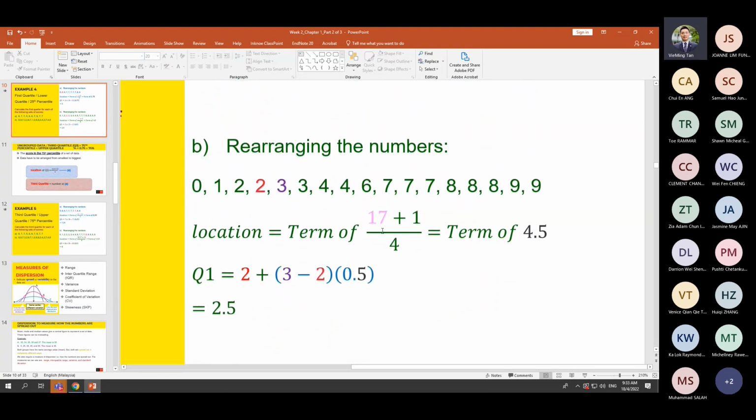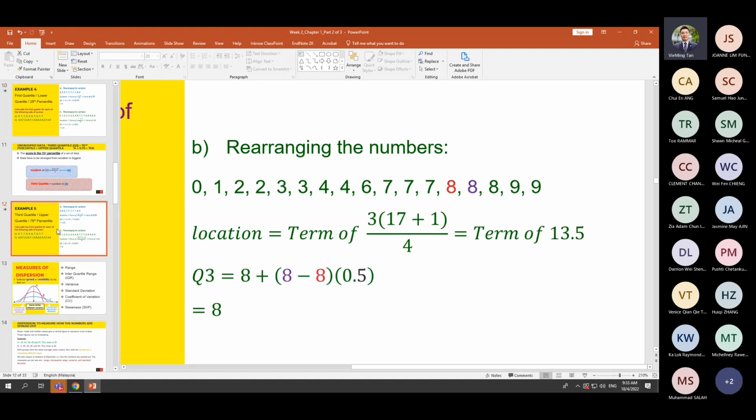Second step is to identify the location of Q3 using this formula. 17 is because we have 17 data in this data set. Set B has 17 data. I should use the Q3. Where is my Q3? This one.